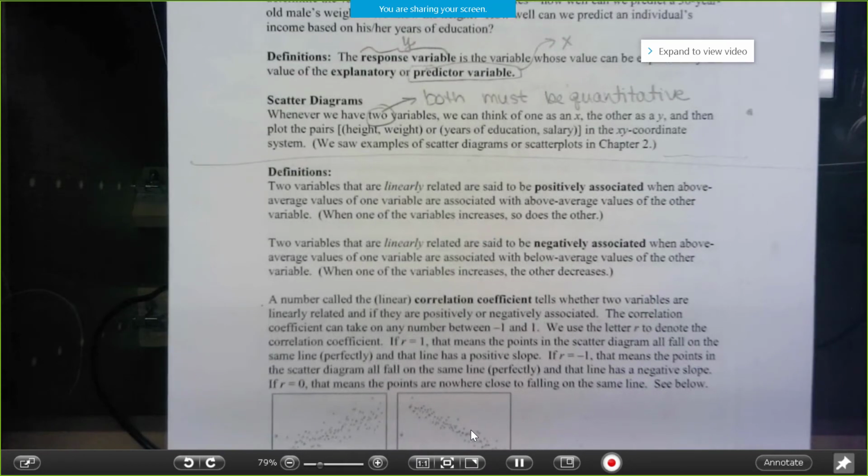Okay. Definition. So it says two variables that are linearly related are said to be positively associated when above average values of one variable are associated with above average values of the other variable. So I would think of the income and education one as, if there was a linear relationship, I would think that it would be positively associated. The more education, the higher your income. Not always the case, right? But in general, I would think that would be the case. I would think the same thing with height and weight. Generally, not always, but the taller a person is, the more they weigh. Okay.